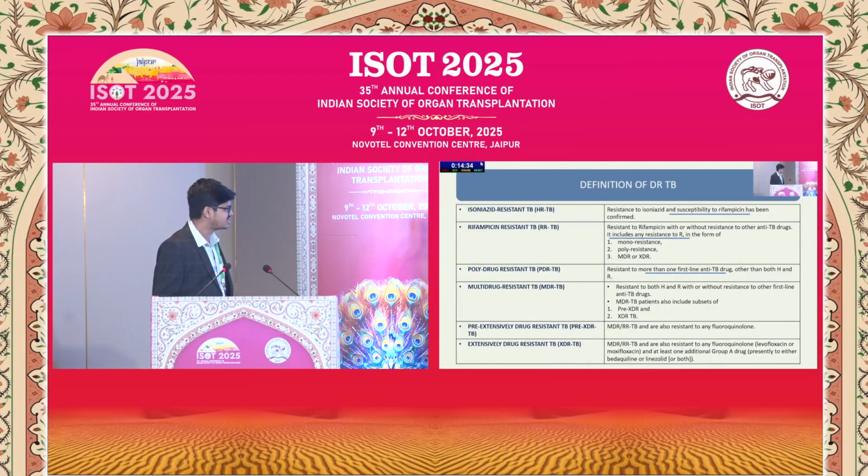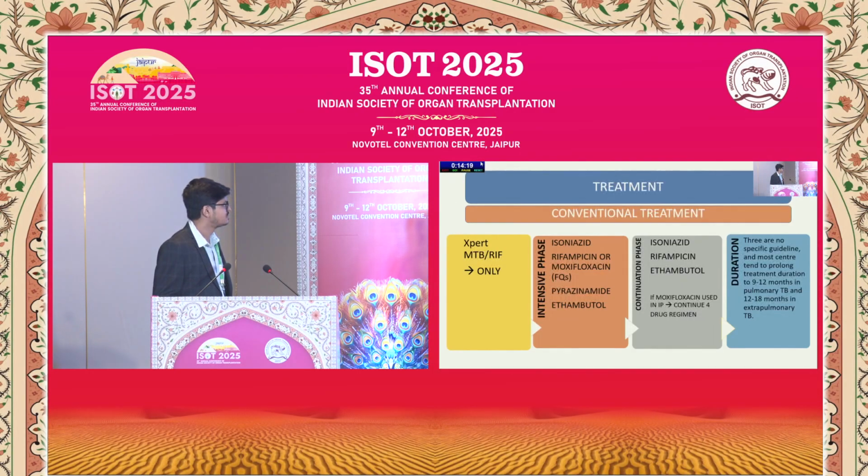In pre-XDR TB, the patient is resistant to isoniazid, rifampicin plus fluoroquinolones. And in extensively drug-resistant tuberculosis, the patient is resistant to isoniazid, rifampicin, fluoroquinolones plus additional Group A drugs, which is bedaquiline or linezolid.